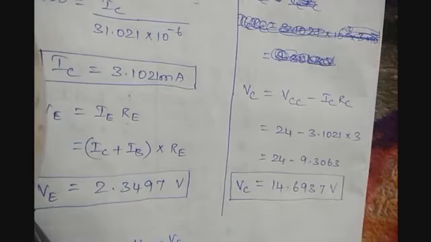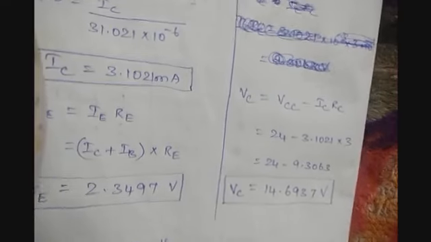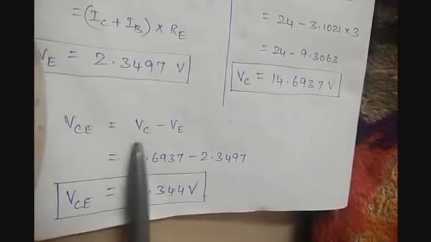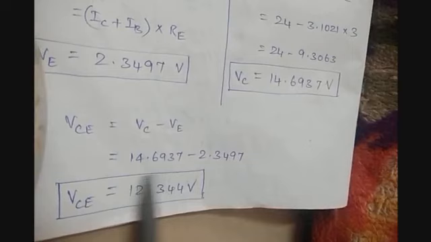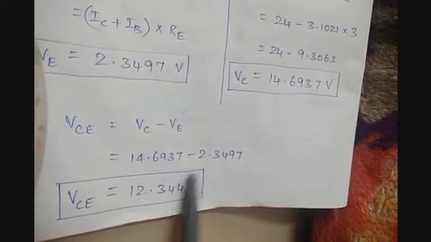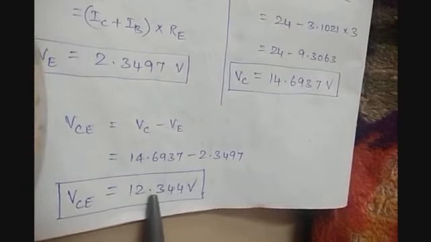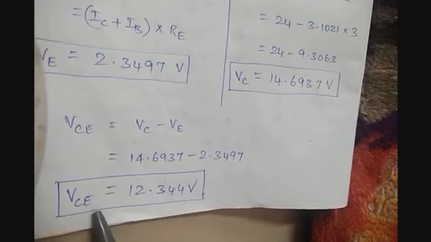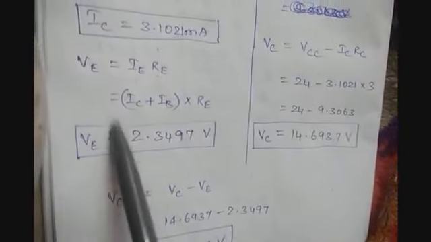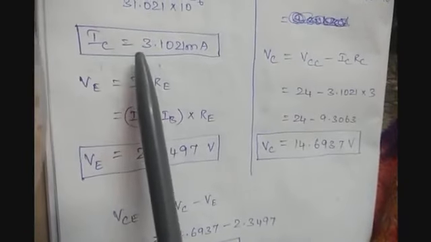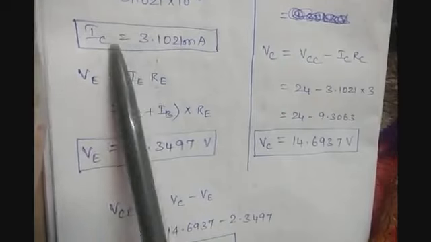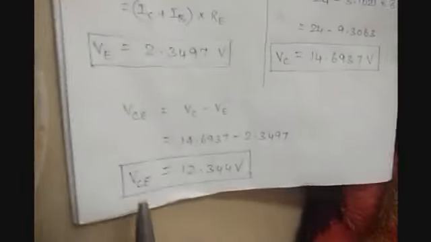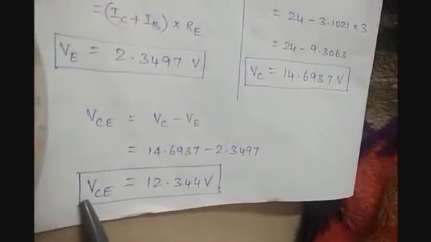So now we know VC and VE, we can easily calculate VCE. See here, VCE means VC minus VE. And after subtracting we got the VCE value, 12.344 volts. Right? This VCE and this IC value are the Q point coordinates. We know that already. So we'll see how to draw the DC load line.